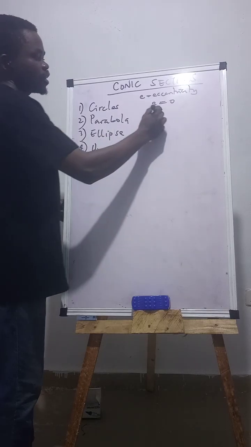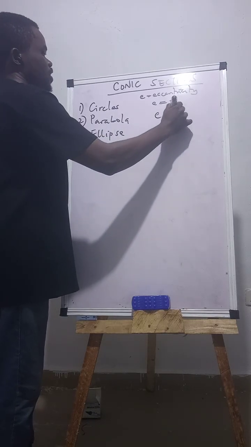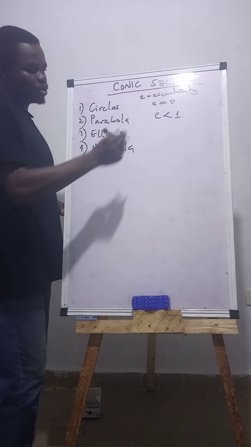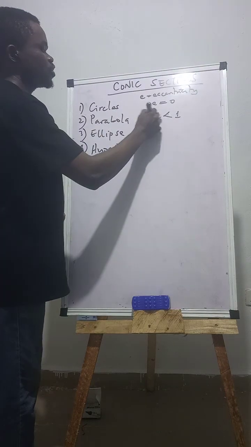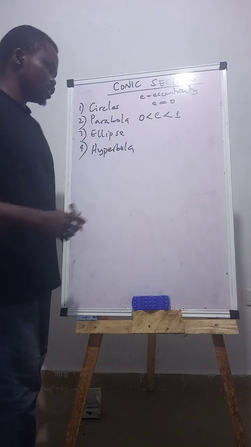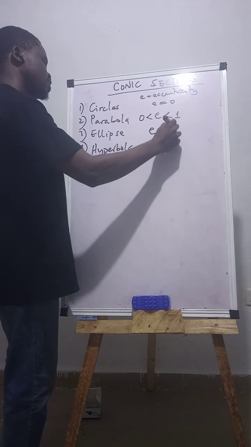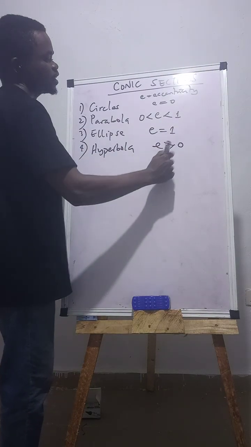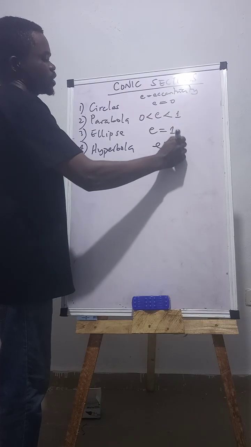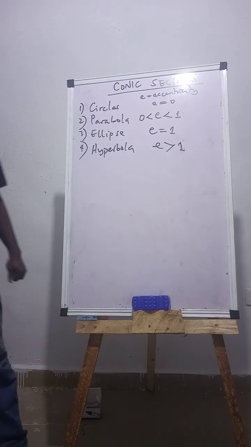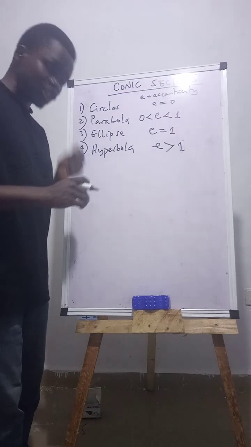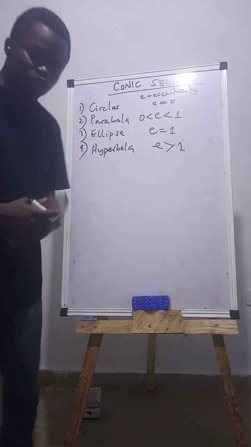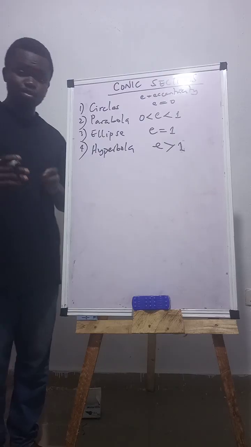But for a parabola, it is in between, greater than 0 and less than 1. While for an ellipse, it is equal to 1. While for a hyperbola, it is greater than 1. So the eccentricity is just like the shape getting more curved away from a circle. It's first of all a circle. If you are following me, very simple.